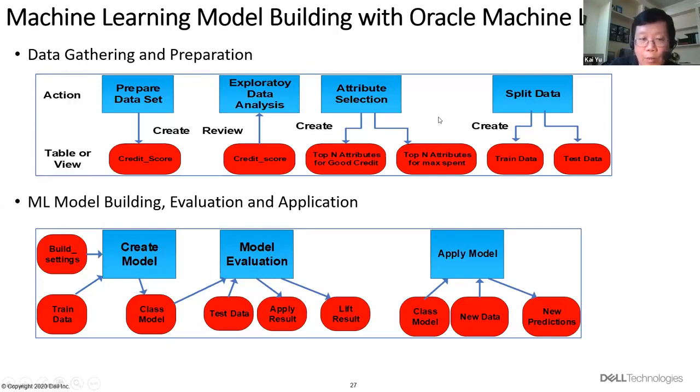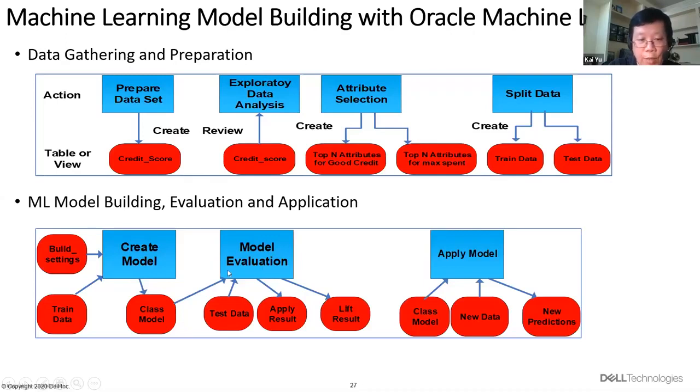So once we have this, the second phase is we take the training data, and we do some settings to tell the procedure which model, which algorithm you're going to use, and also the parameters for this algorithm. Then the DBMS data mining create model procedure will create a model and save the model in the table.